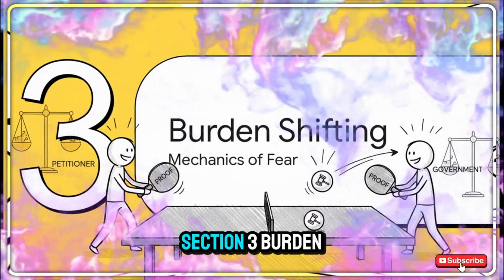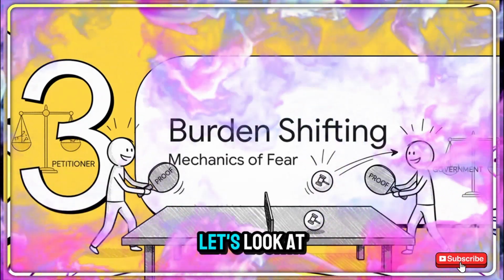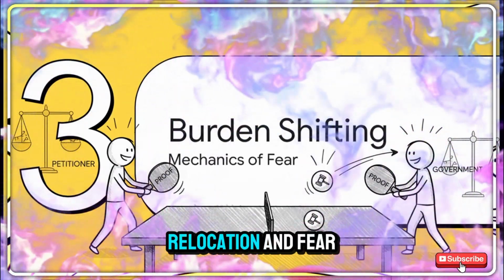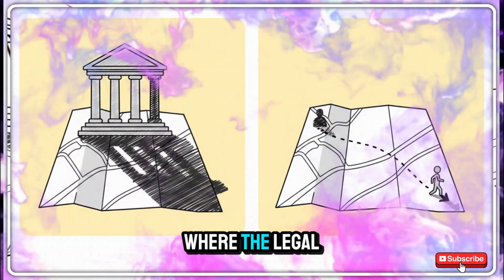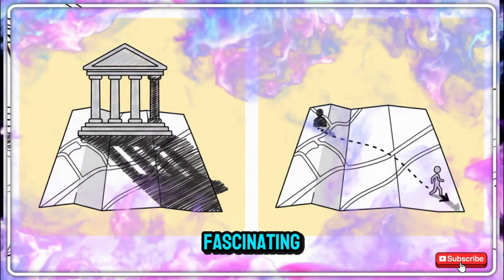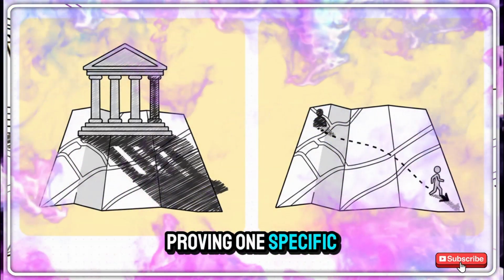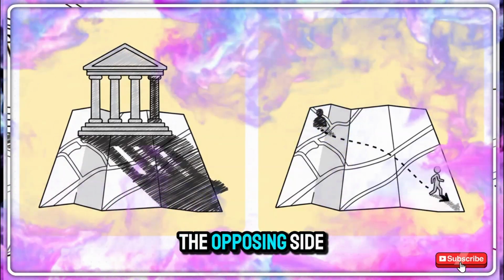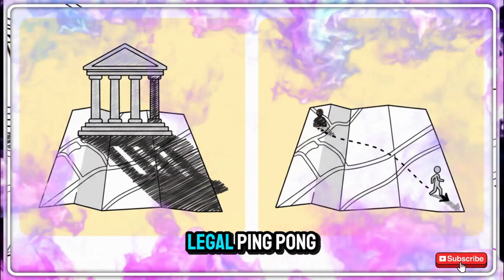All right, Section 3, burden shifting and presumptions. Let's look at the mechanics of relocation and fear. And this brilliantly illustrates where the legal mechanics get truly fascinating. In this administrative framework, proving one specific element can legally force the opposing side to prove another. It's kind of like a high-stakes game of legal ping pong.